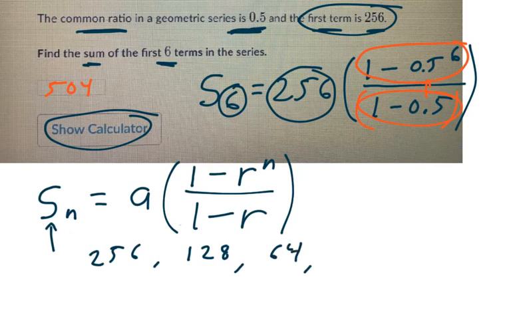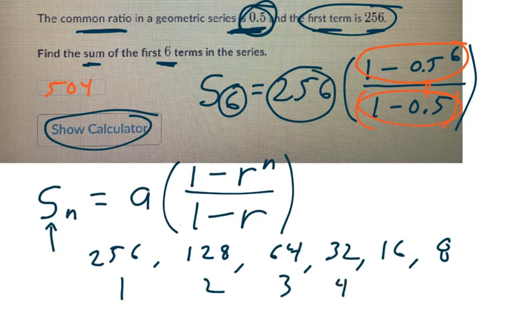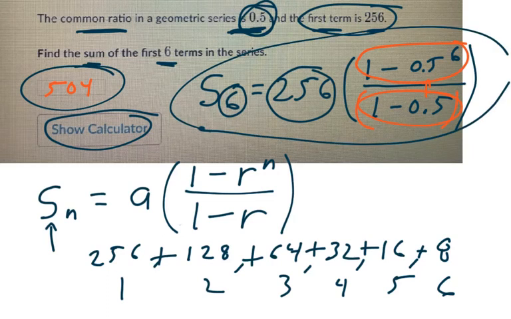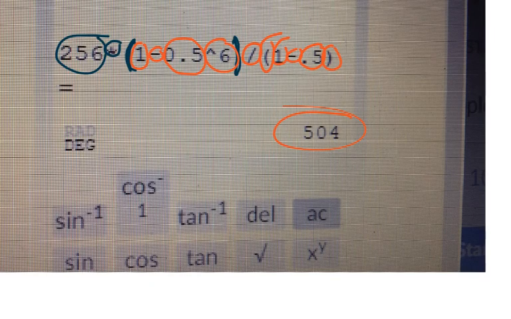And 64, when I take half, is 32. And 32, when I take half, is 16. Again, I'm doing half because that's what 0.5 is. And finally, I do 8. Here is my first, second, third, fourth, fifth, sixth number in the sequence. And if I add these together, guys, you know what I get? I get 504. So as you can see, this formula is a shortcut. Just know how to use the formula really well, guys, and you're going to get a lot of these problems right. All right, let's do one more before we cut this video here.